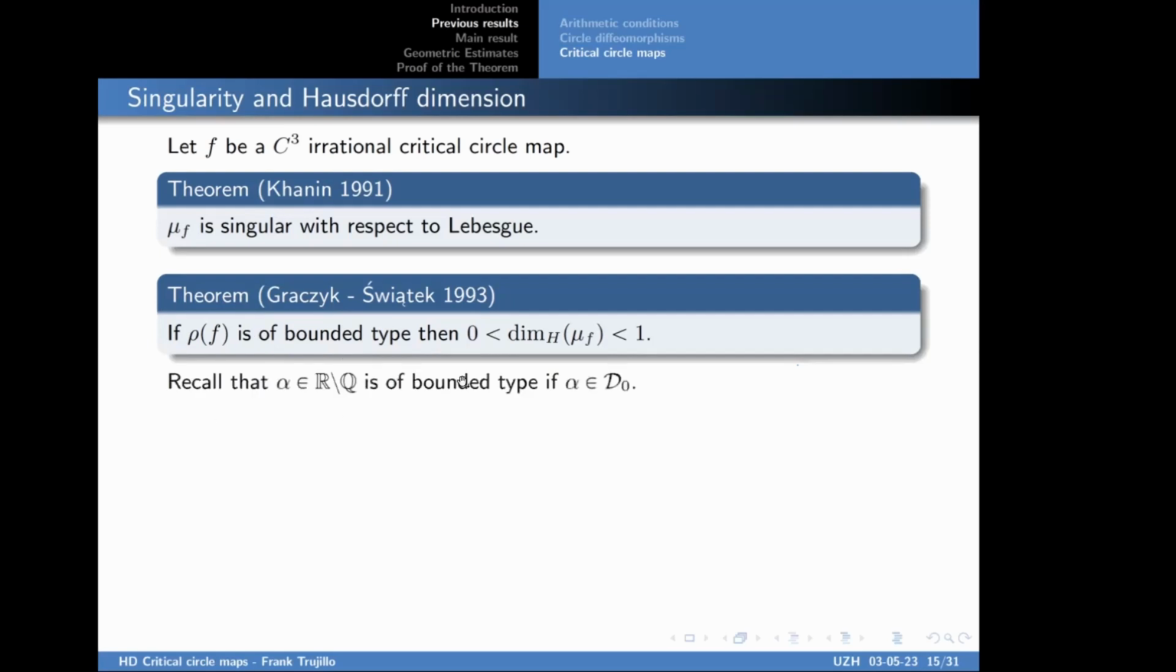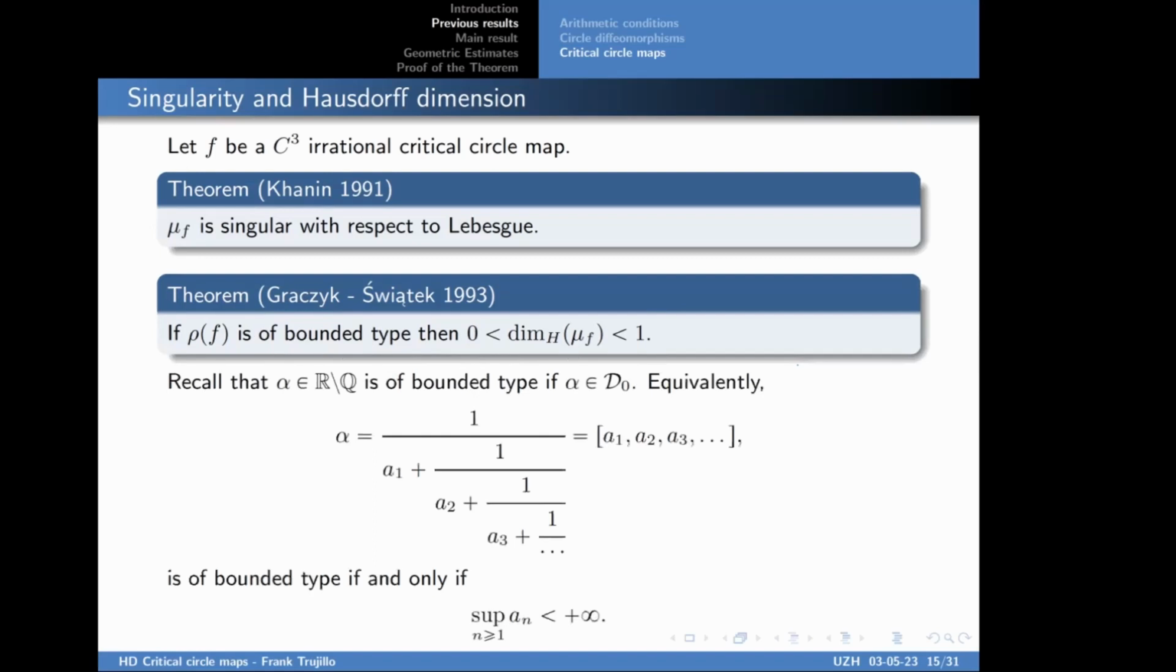So just to recall, the bounded type was what I defined as the exponent tau being 0 in the definition of Diophantine. But actually, bounded type admits a very nice description using the continued fraction. So basically, an irrational number is of bounded type if the terms in its continued fraction are uniformly bounded. So these are basically the only cases that we know.